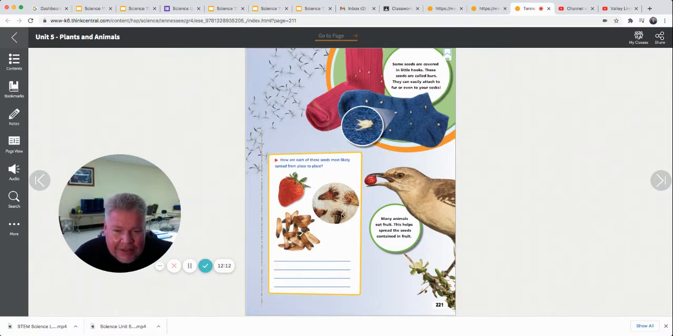Okay, these look like they have little hooks on them, like those burrs. They'll stick to something and be carried away. Oh, yeah, those little, we called them helicopters when I was growing up, that fall from maple trees. Yeah, they fall in the wind, and they spin around. The wind blows them, so wind moves those.